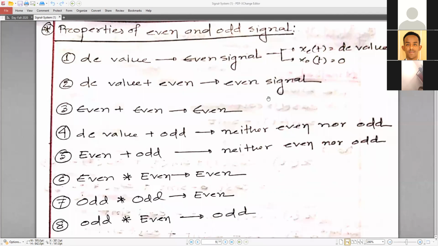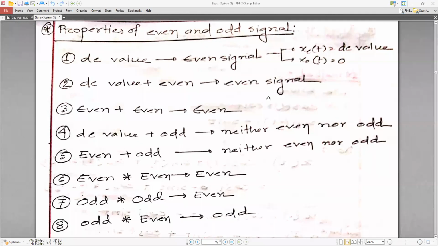Just look at the properties, please. Even signal, DC value, x_o(t), DC value, even value. Even plus even is equal to even. Even plus odd, neither even nor odd. Even plus odd, neither even nor odd.